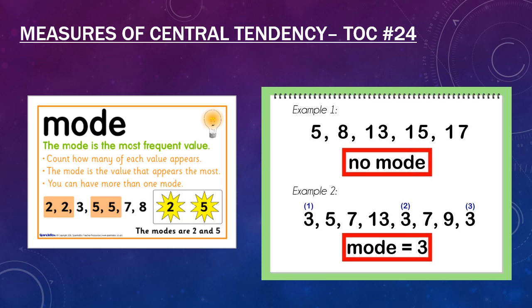In example number 2, I have a whole jumbled mess, which is why it's easier if you put them in order from least to greatest. But if I went through, you can see I've already numbered them for you. I have three 3s. So since I have three 3s, that appears the most. That is my mode.